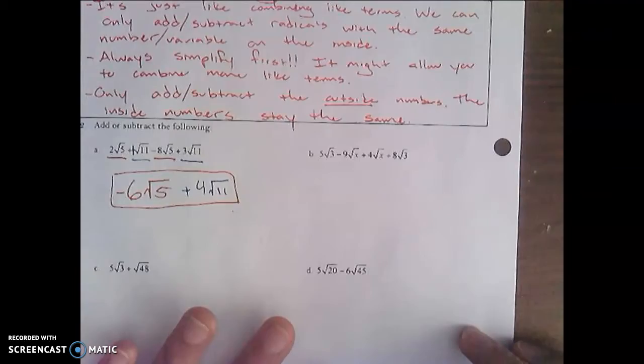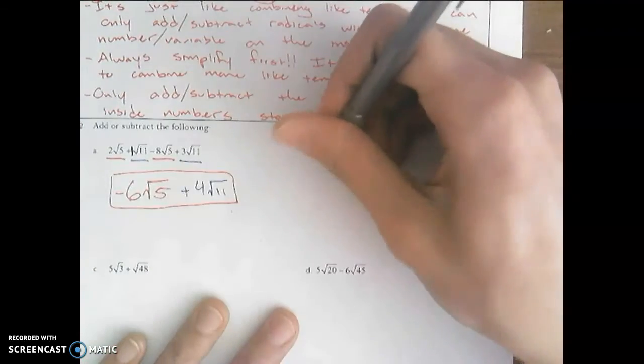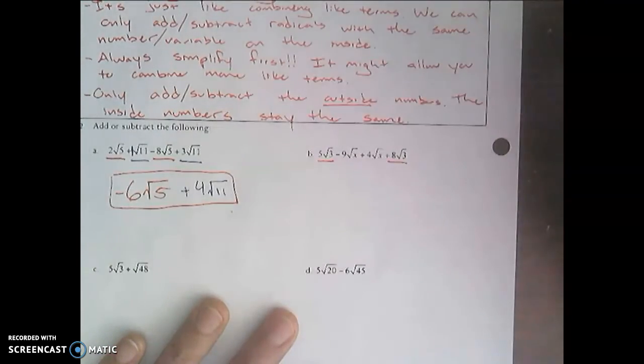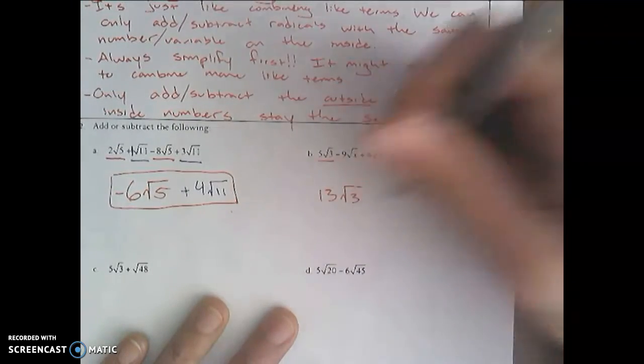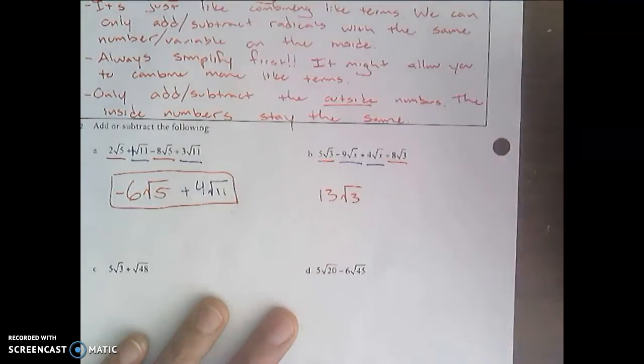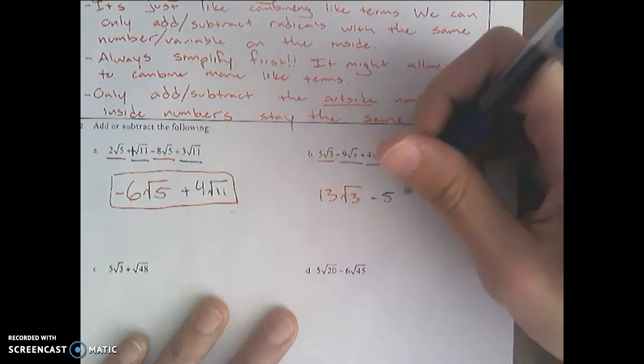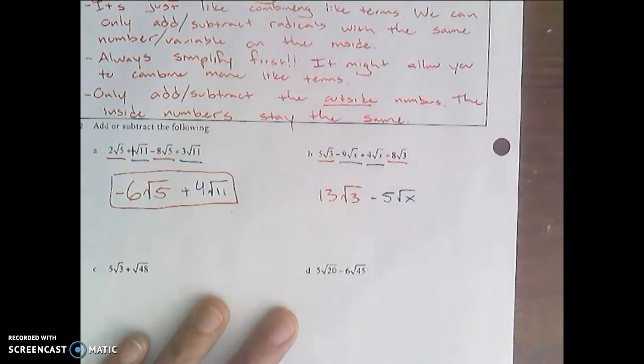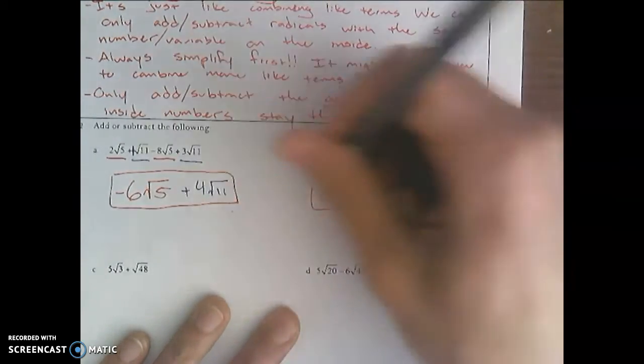So moving on to this one, here we have 5 root 3 and 8 root 3 gives us 5 plus 8 is 13 root 3. We've got a negative 9 root x and a positive 4 root x gives us a negative 5 root x. That's as simple as that one gets.